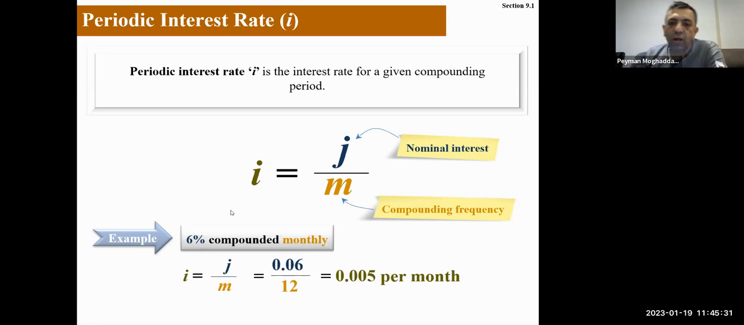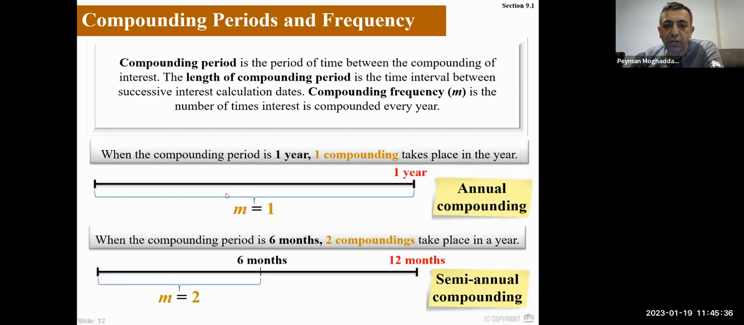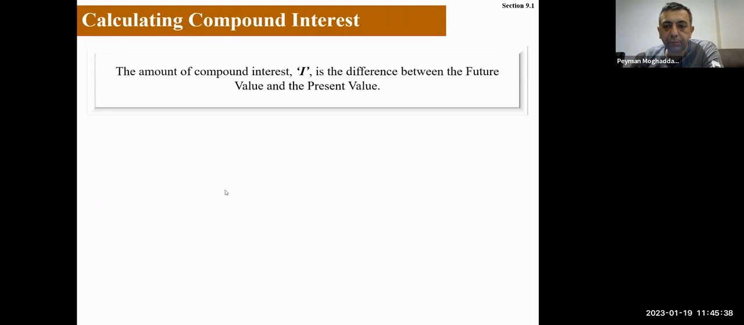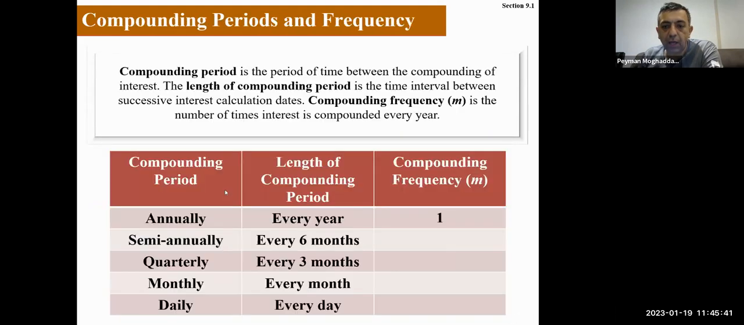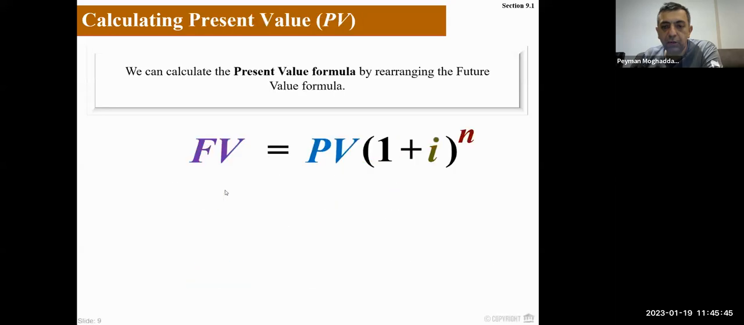Let me go back to the slides where we explained the equation. The whole thing we are doing in this lecture, we just want to use this equation: future value is principal value times (1 plus i) to the power of n. In this case, i is the periodic interest rate, and n is the whole number of compounding periods.